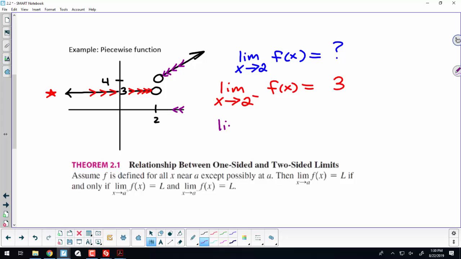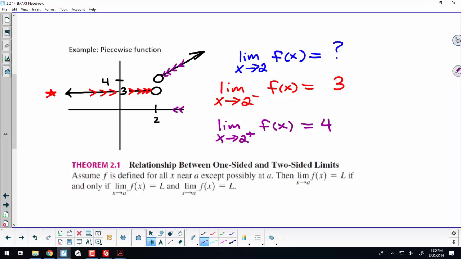So if I look at the limit as x approaches 2 from the right, what would that be? 4? What do y'all think? 4? So as we get closer and closer to 2 from the right, the y values are getting closer and closer to 4. Questions? Yeah. So as x approaches 2, not from the left or right, but from both sides, it would be undefined?